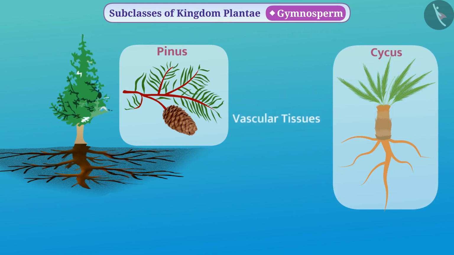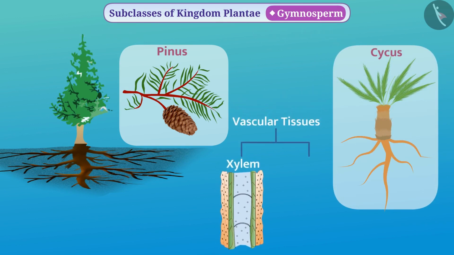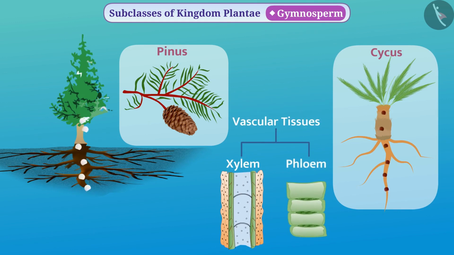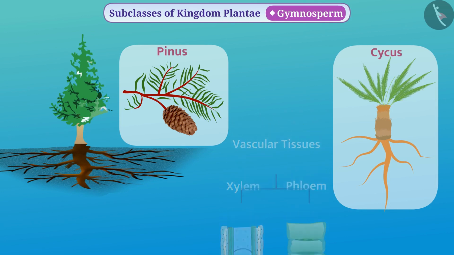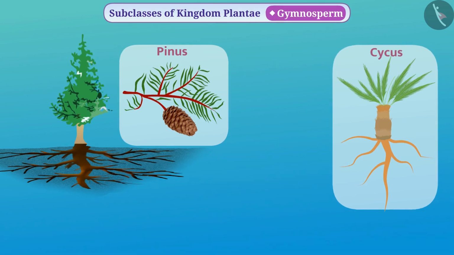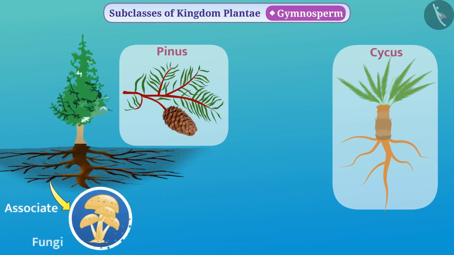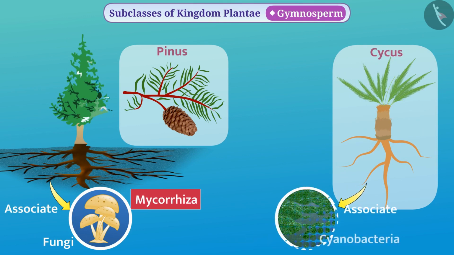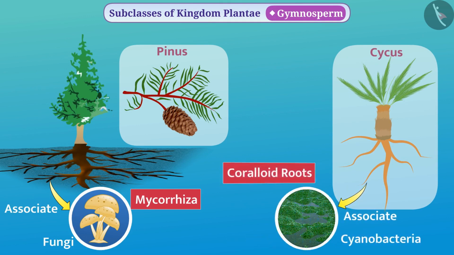They use vascular tissues such as xylem and phloem to transport various substances from one part to another. Mainly, they have tap root. Some gymnosperms, such as pinus, associate with fungi called mycorrhiza. Similarly, some gymnosperms, such as cycas, cooperate with cyanobacteria called coralloid roots.